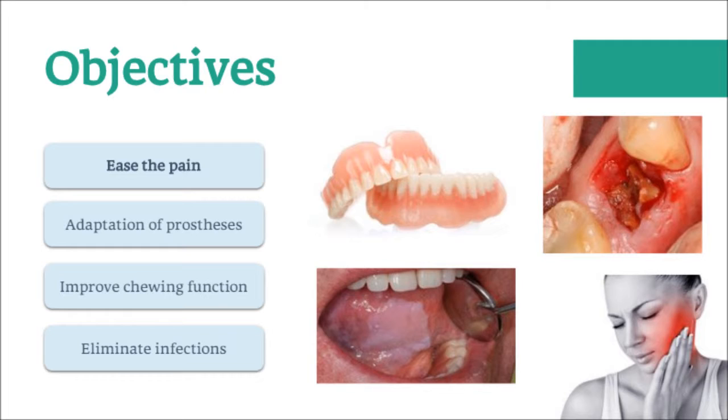As you know, patients used to come to appointments in order to solve their pain. The second objective of oral surgery is adaptation of prostheses, especially in those patients who have lost their teeth. The third objective is to improve chewing function, and the fourth is to eliminate infections.